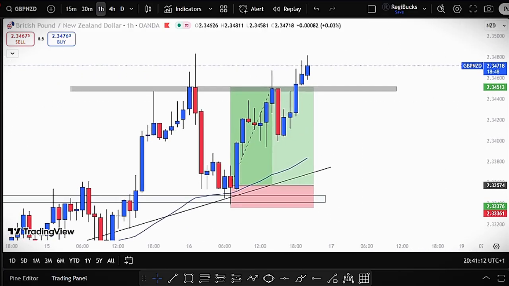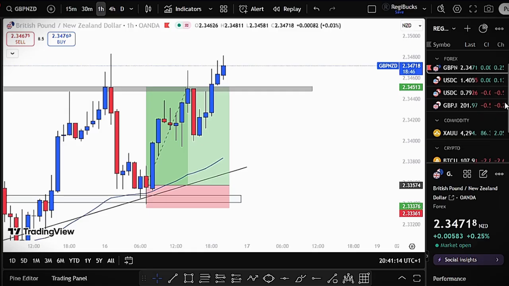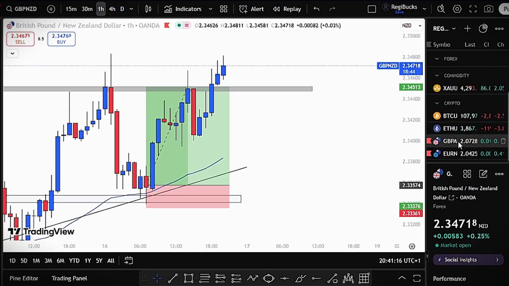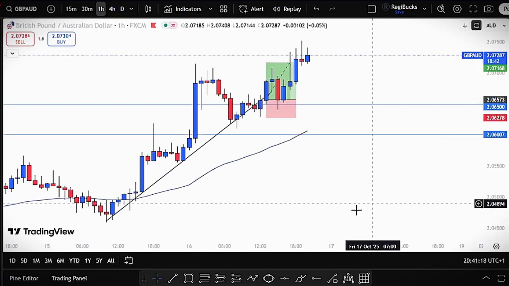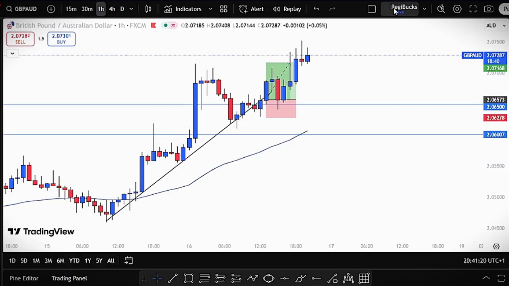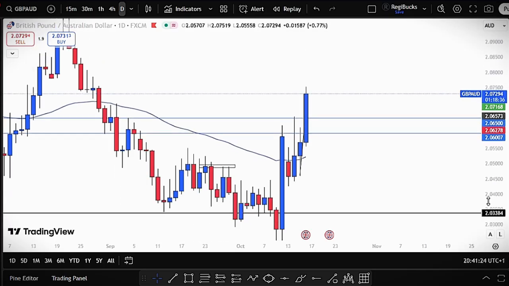Now I'm going to show you another trade that I took. The other trade I took was GBP AUD. That's GBP Australian dollar.